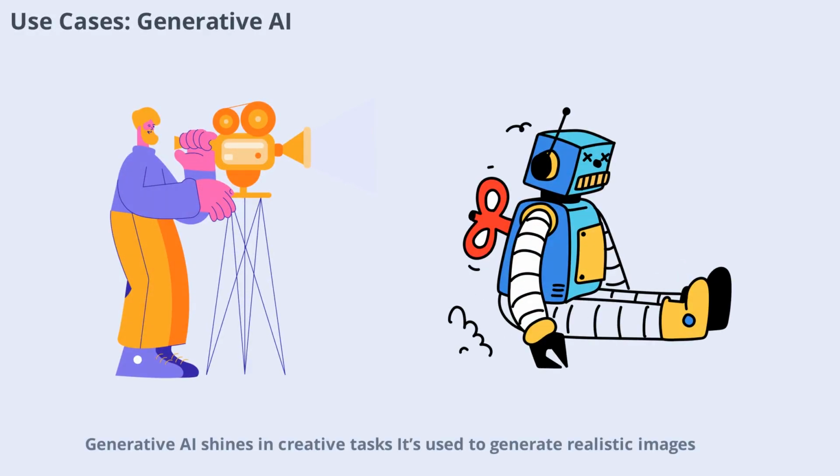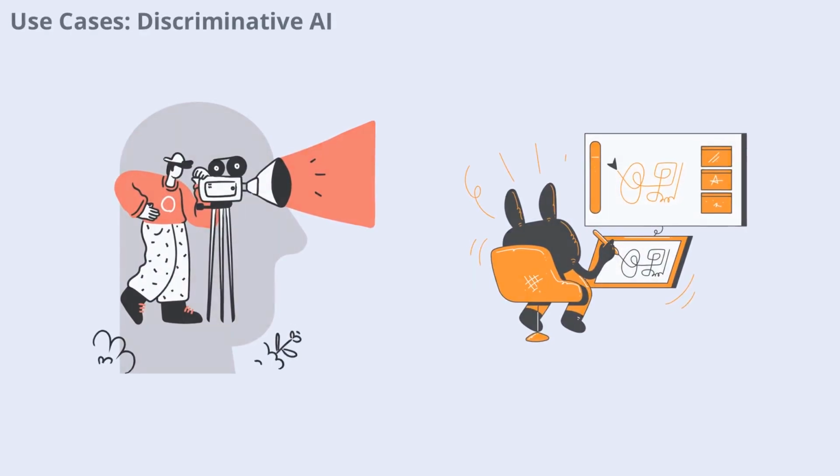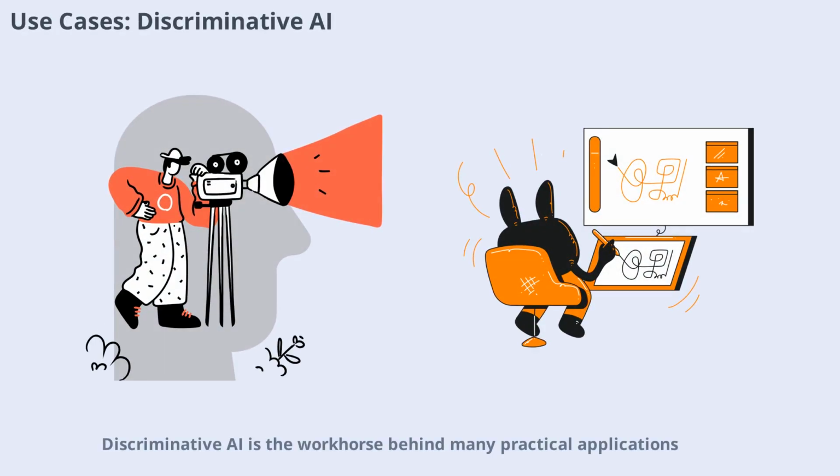Generative AI shines in creative tasks. It's used to generate realistic images, write stories, compose music, and even design new products. In scientific research, generative models help simulate complex systems or generate synthetic data for experiments. Their ability to imagine and create makes them invaluable in fields where innovation is key.